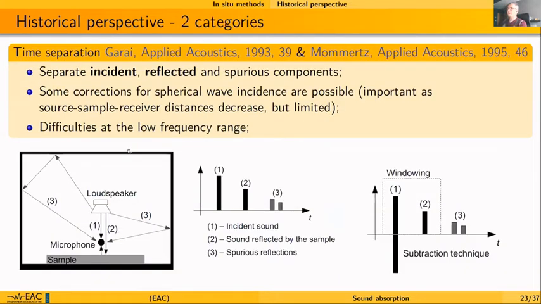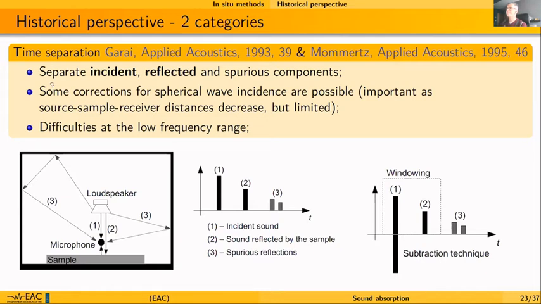So how can we do in situ? We have some approaches that we can take. I'll cover some of them today. The first one, which I think is very intuitive, is to use time separation methods. This was proposed in the late 1990s by Gray and Momets.